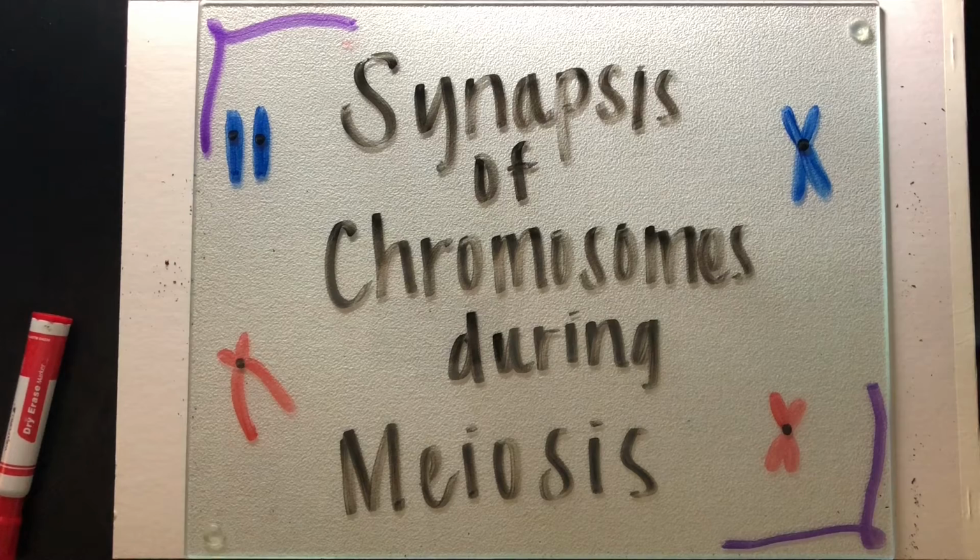Today I would like to explain to you the concept of the synapsis of chromosomes during meiosis. Recall that meiosis is the process of creating 4 unique cells from a single original cell, where each new cell created has half of the original genetic information. Meiosis occurs in order to create the unique daughter cells for the purpose of procreation.